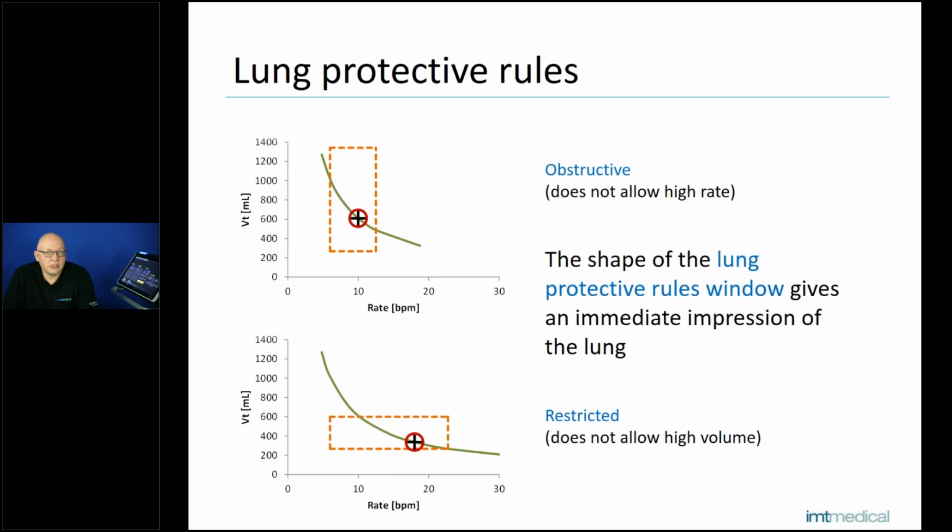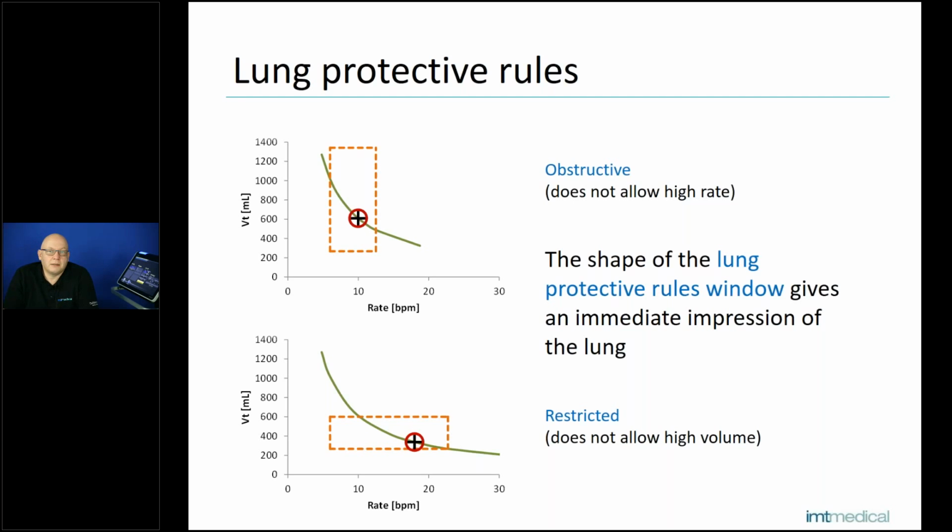The opposite is restrictive patients, patients with pneumonia, with ARDS. You have lots of difficulties to get air into these patients, but it's very easy for them to get rid of the air, so they don't have problems with their expiratory time constant. And this means they can be ventilated with low tidal volumes and a higher respiratory rate.